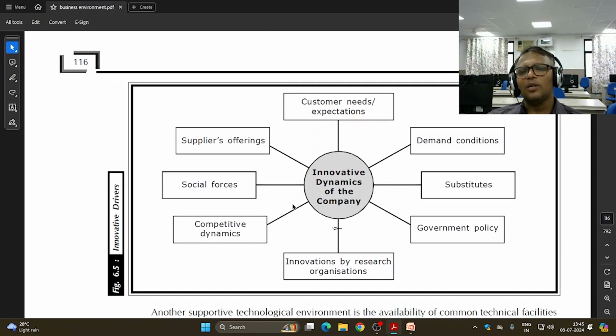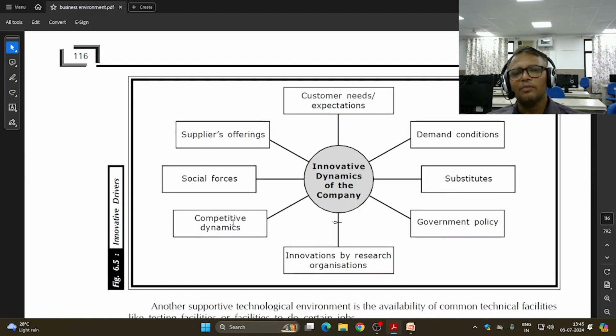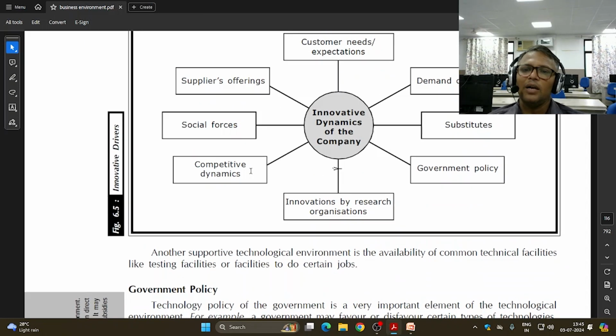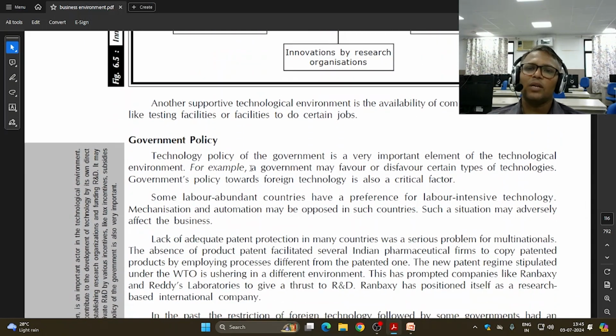So in this particular diagram, you can see the innovative dynamics of the company. The innovative dynamics of the company are controlled by customer needs and expectations, by demand conditions, by substitutes, by government policies, by innovations, by research organizations, competitive dynamics, social forces, and even the suppliers. And in this, we have the government policies. So what are the government policies?